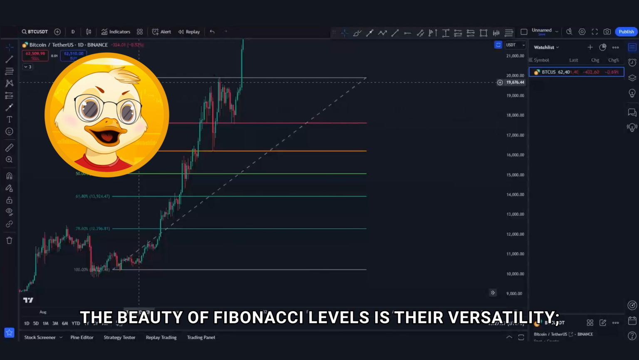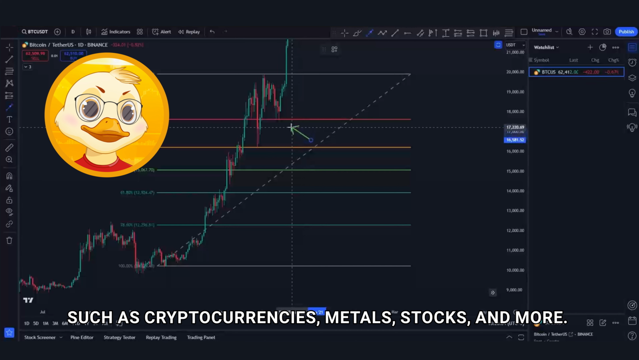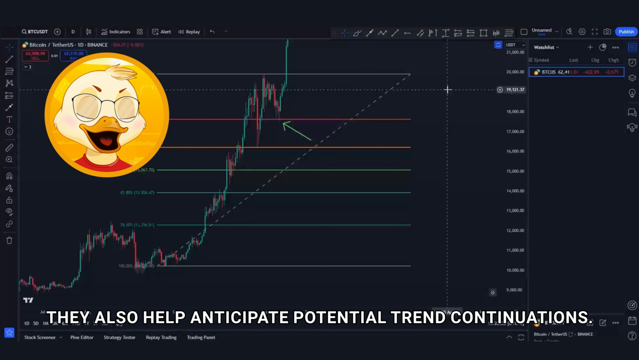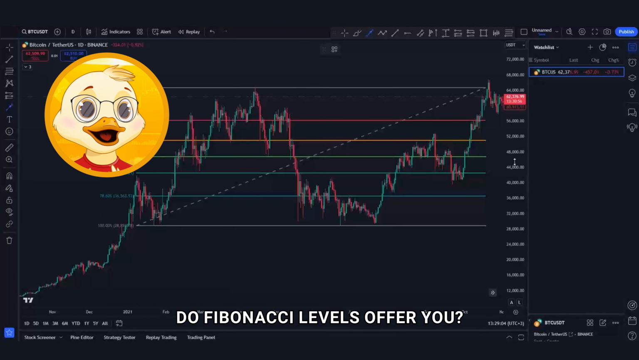The beauty of Fibonacci levels is their versatility. They can be applied to various instruments such as cryptocurrencies, metals, stock, and more. Besides predicting correction points, they also help anticipate potential trend continuations. So, what advantages do Fibonacci levels offer you?